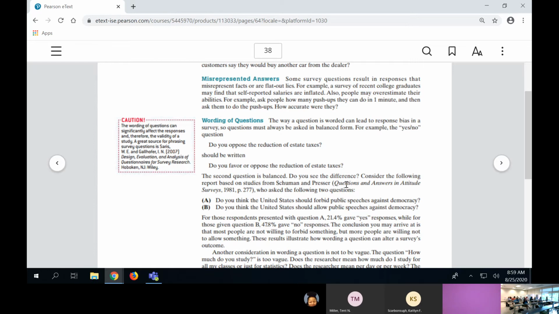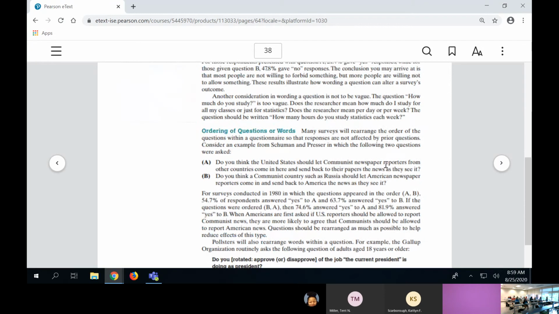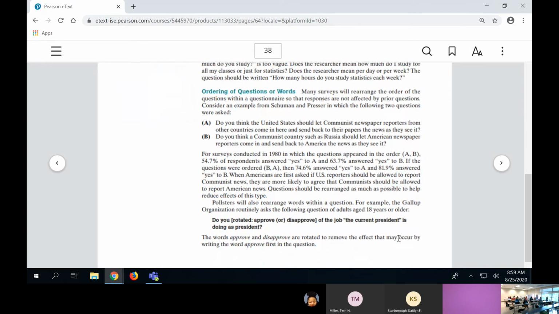So you have to know what bias is. Do you think the United States should forbid public speeches against democracy? Or do you think the United States should allow public speeches against democracy? Which one's better? B. Okay. Shut up, Hubert. Keep going. Sometimes I have to make myself shut up. Next.